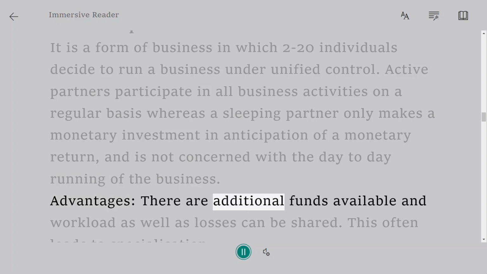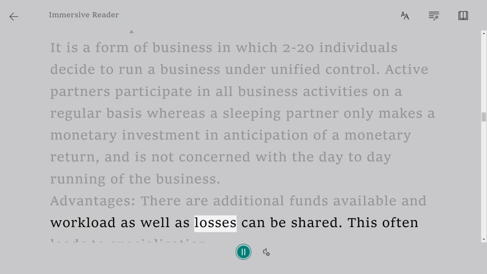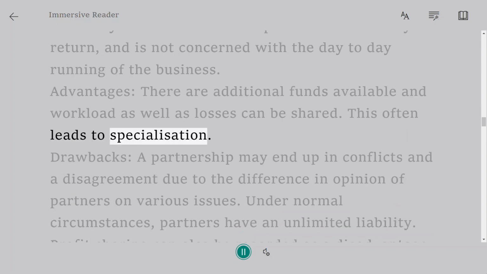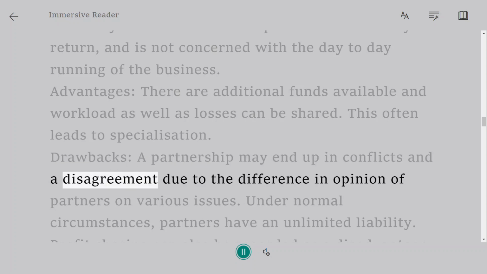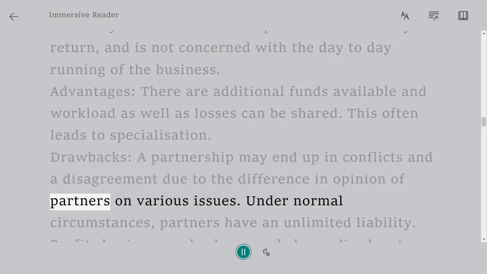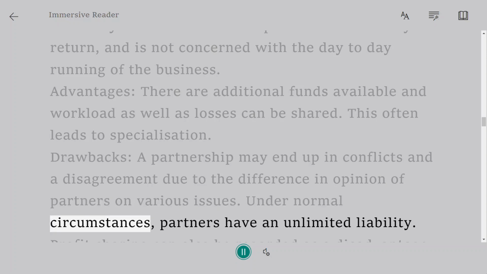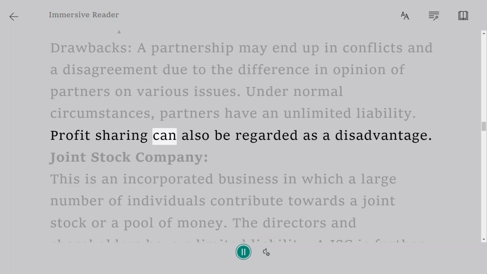Advantages. There are additional funds available and workload as well as losses can be shared. This often leads to specialization. Drawbacks. A partnership may end up in conflicts and disagreement due to the difference in opinion of partners on various issues. Under normal circumstances, partners have an unlimited liability. Profit sharing can also be regarded as a disadvantage.